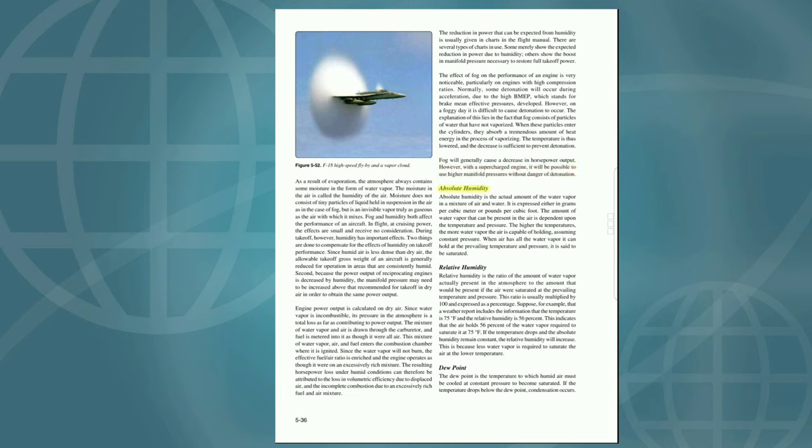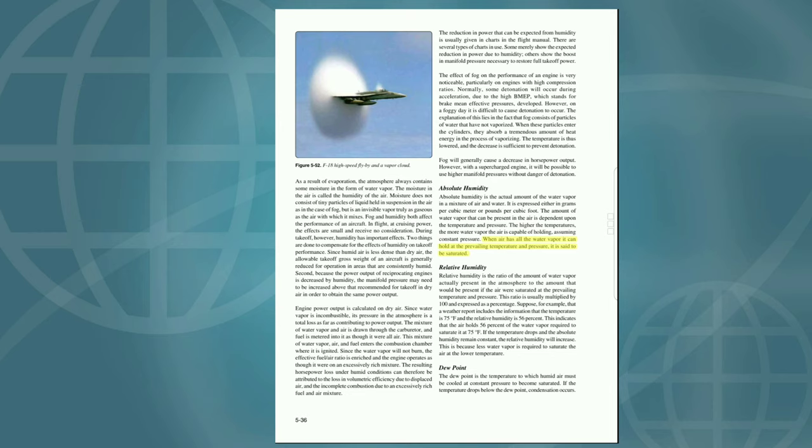Absolute humidity. Absolute humidity is the actual amount of the water vapor in a mixture of air and water. It is expressed either in grams per cubic meter or pounds per cubic foot. The amount of water vapor that can be present in the air is dependent upon the temperature and pressure. The higher the temperatures, the more water vapor the air is capable of holding, assuming constant pressure. When air has all the water vapor it can hold at the prevailing temperature and pressure, it is said to be saturated.